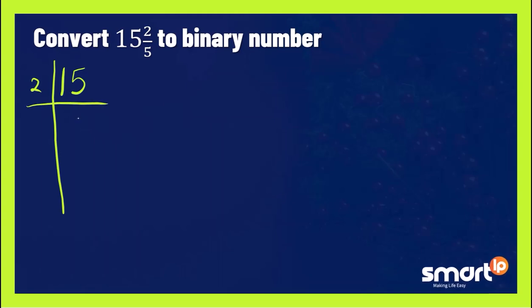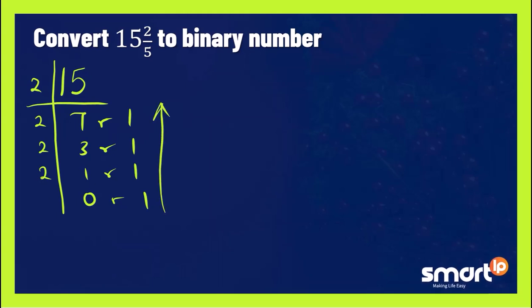2 in 15, that is 7, remainder 1. We divide again, 2 in 7, that is 3, remainder 1. Then 2 in 3, that is 1, remainder 1. And 2 in 1, that is 0, remainder 1. It means the conversion of 15 to binary is 1, 1, 1, 1.